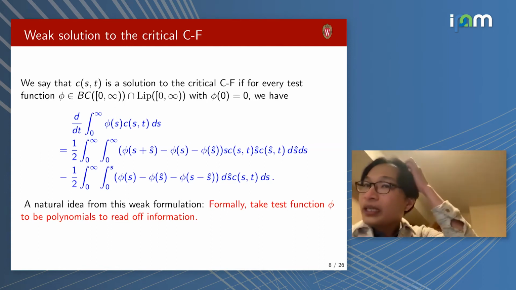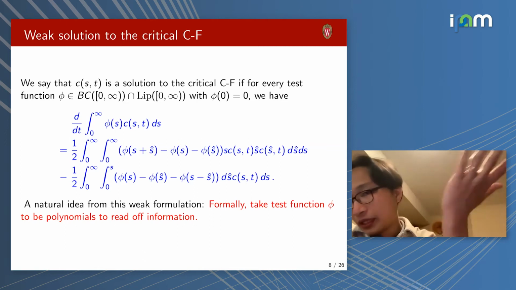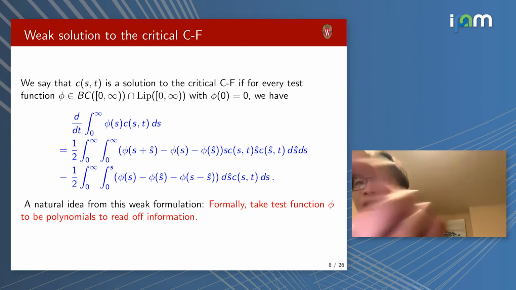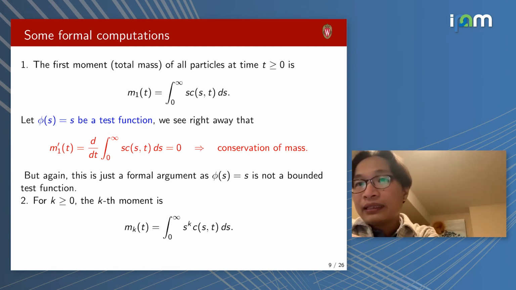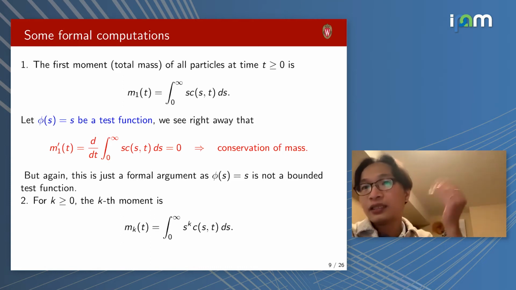So here, to make things rigorous, I need to take the test function to be bounded. But because we are doing formal computation, I can just take anything I want. So the first thing I'm taking is exactly phi S equals S. And if I take phi S to be S, then you see that I have exactly the first moment, which is the total mass, right? So it's m1 of t. Why? Because c(S,t) represents the number of particles of size S, multiplied with S gives me the mass, and integrate. So that's going to be the total mass of the system.